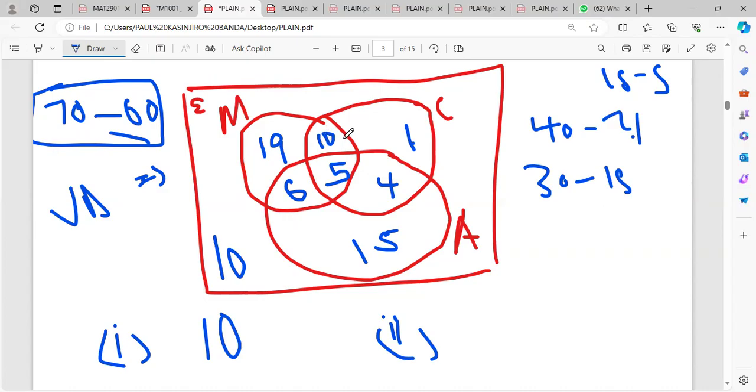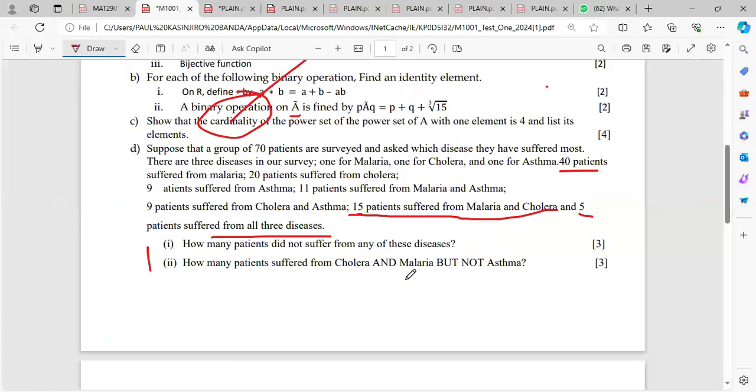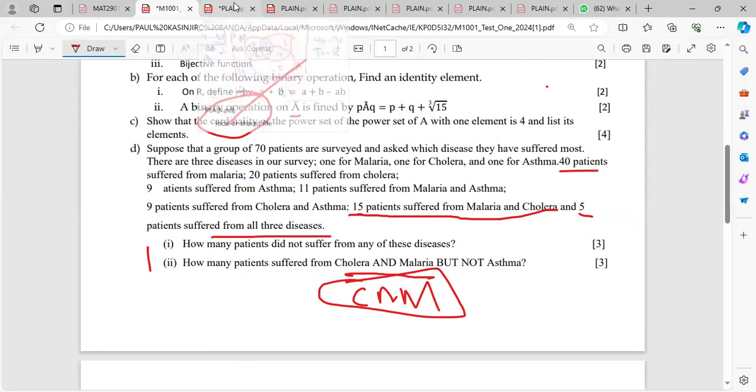How many suffered from cholera and? Did they say "and" or? Okay, so how many suffered from cholera and? So meaning cholera, which is C intersection M. Okay, so we are finding these people here. Cholera and malaria, but not asthma.